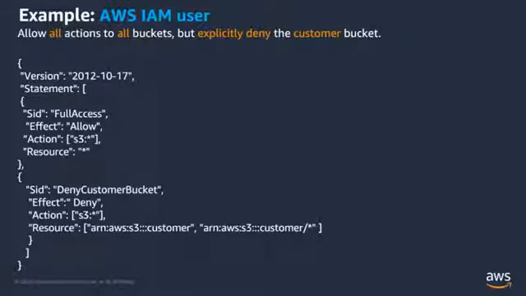Now, the other statement has SID DenyCustomerBucket, effect deny, action S3 star, and resource customer and customer/*. So it's denying any action, either at the bucket level or the object level, for the customer bucket. And if you remember that explicit denies are evaluated first, this would deny all access to that bucket.